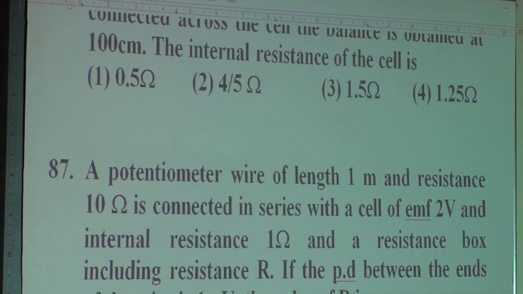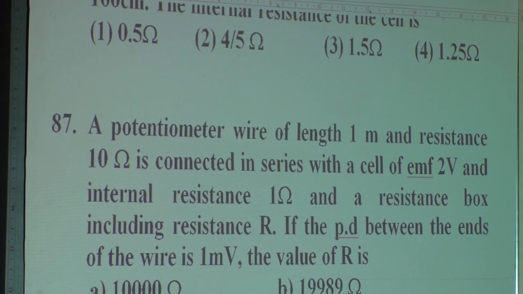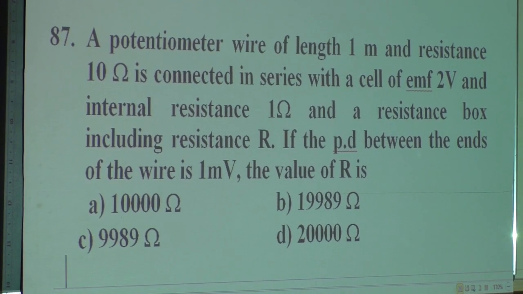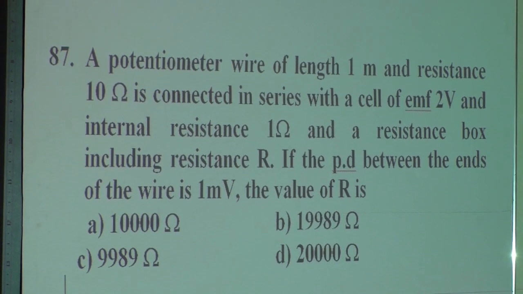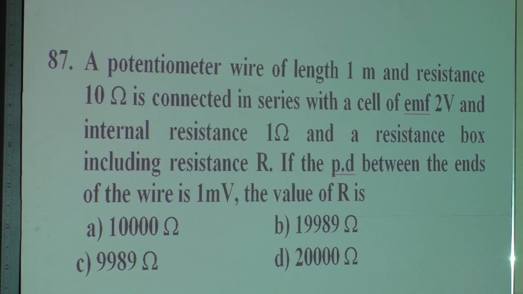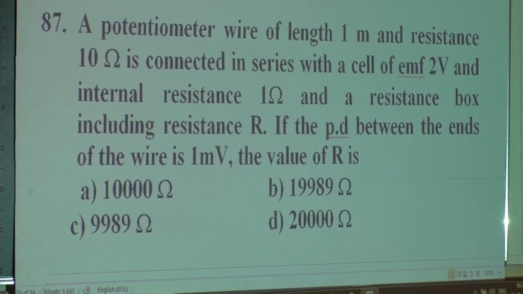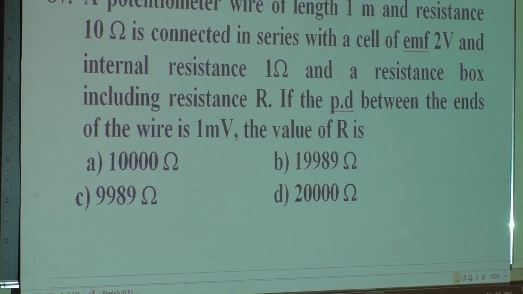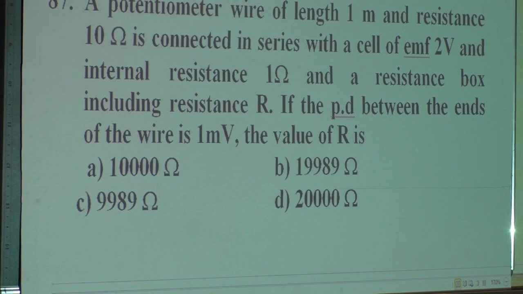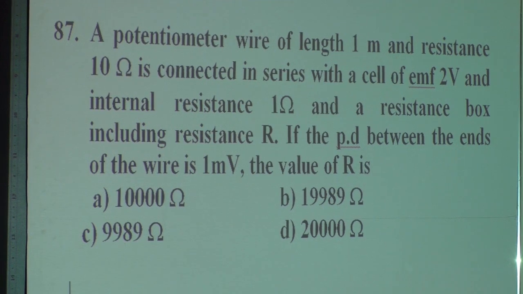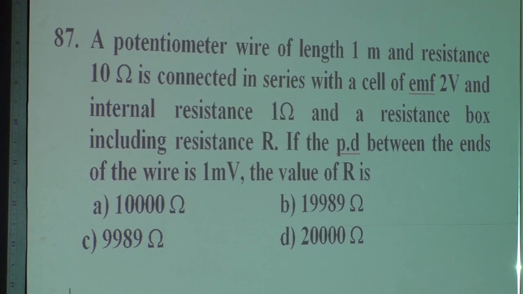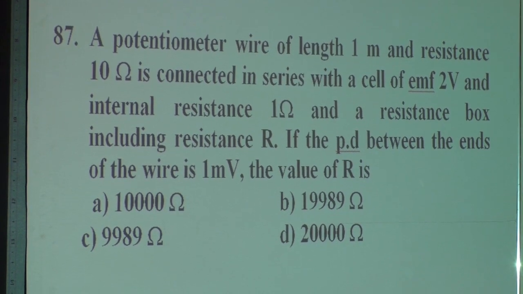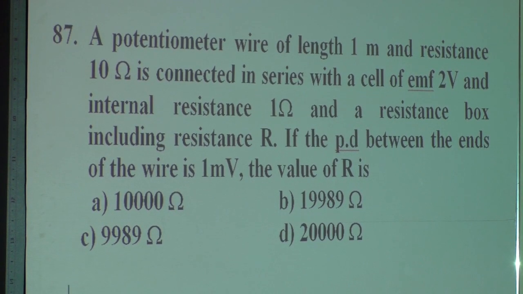A potentiometer wire of length 1 meter and resistance 10 ohm is connected in series with a cell of EMF 2 volt and internal resistance 1 ohm and a resistance box including resistance R. All are connected in series. If the potential difference between the ends of the wire is 1 millivolt, the value of R is, right, potential difference between the ends of the wire. Which wire? A potentiometer wire of length 1 meter and resistance 10 ohm is connected in series with a cell of EMF 2 volt and internal resistance of 1 ohm.